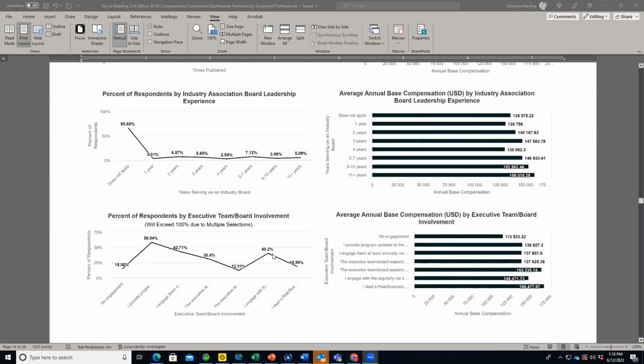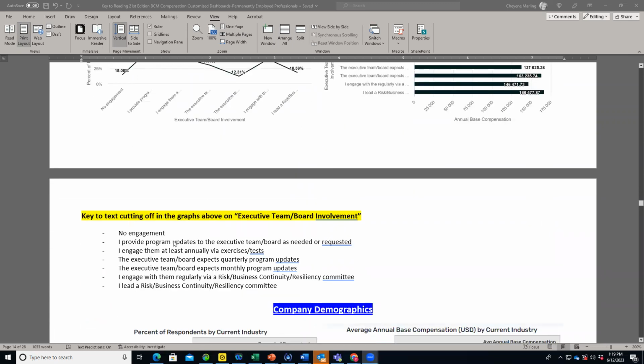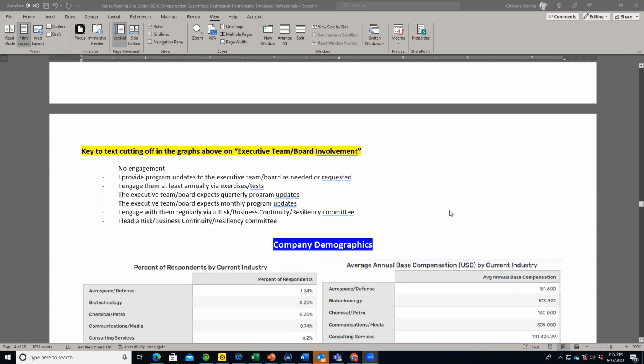And then how involved are you within your internal executive team or board involvement within your organization? Again, you see this text is cutting off. So we have right here the full context of what that text is, so you can understand when you're reading your dashboard what the different categories are supposed to be.